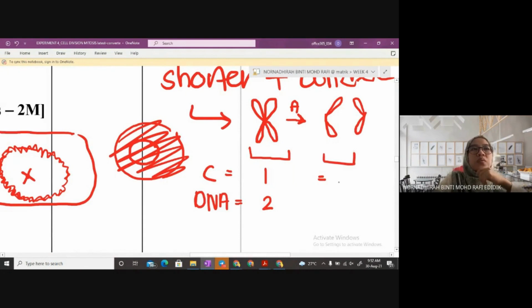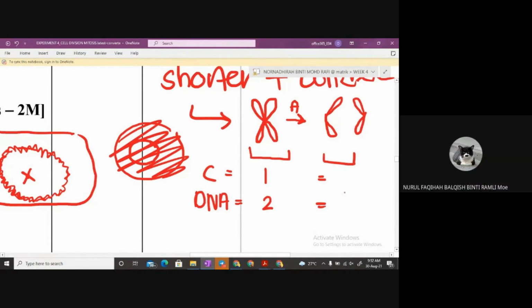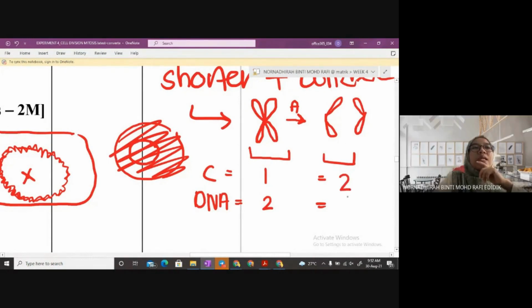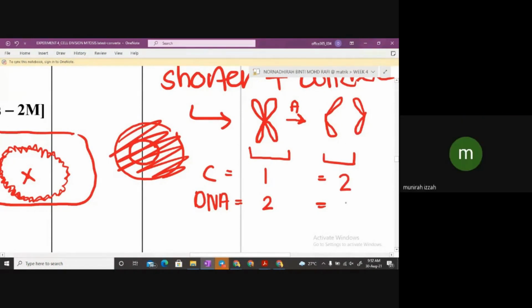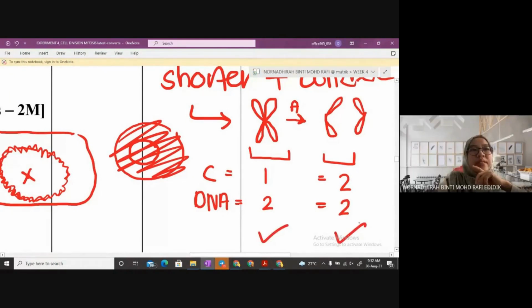How many chromosome here? 2 chromosome. How many DNA? 2 DNA. Yes, ini jawapannya. Kalau tak faham lagi ni awak kena faham betul-betul ni. Kenapa from 1 chromosome become 2 chromosome? Sekarang ni awak tengok. Dia sebab dia dah separate, dia dah split, so dia akan ada 2 different individual.